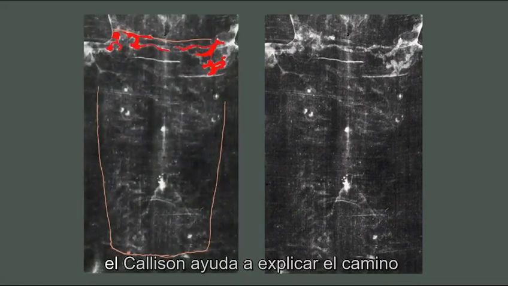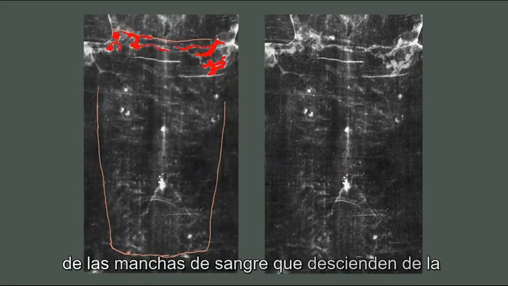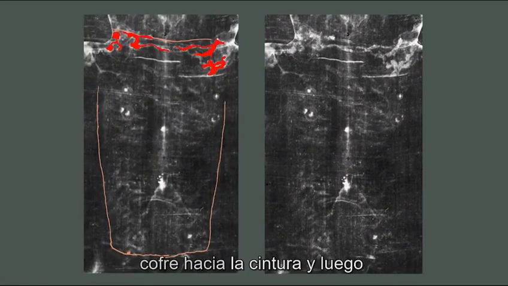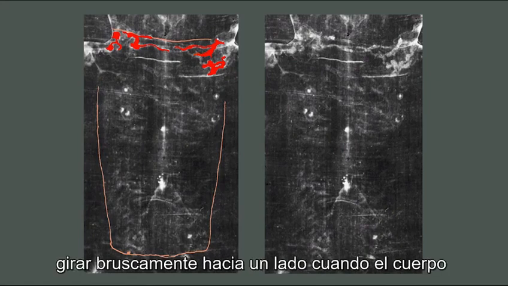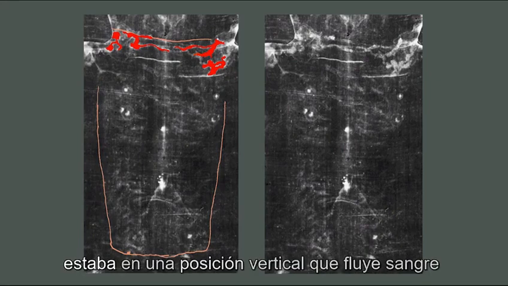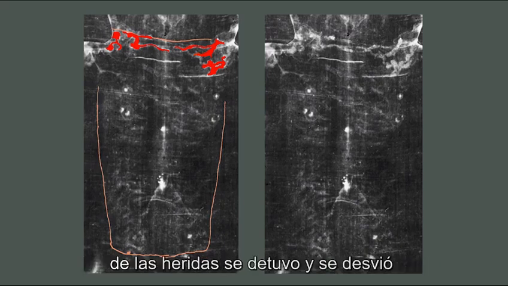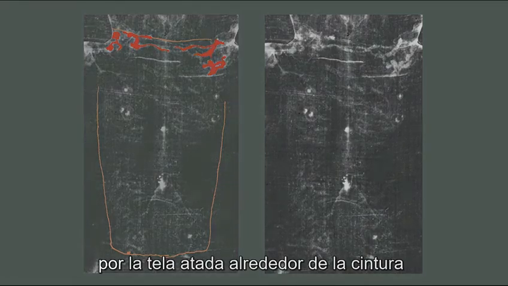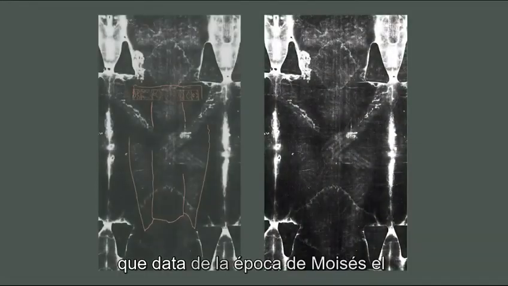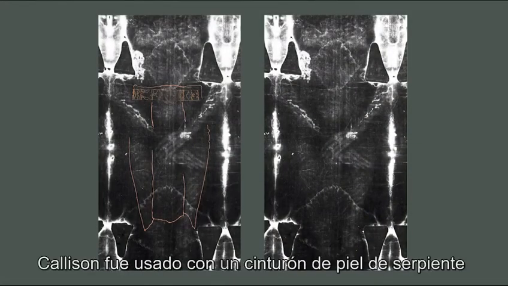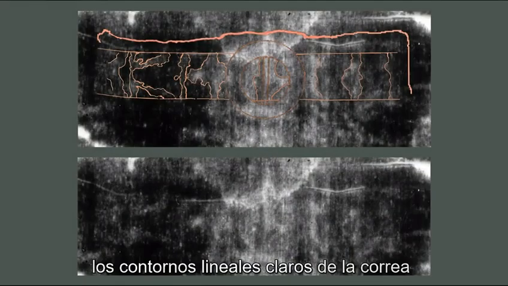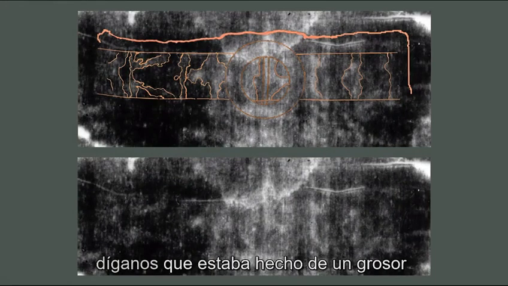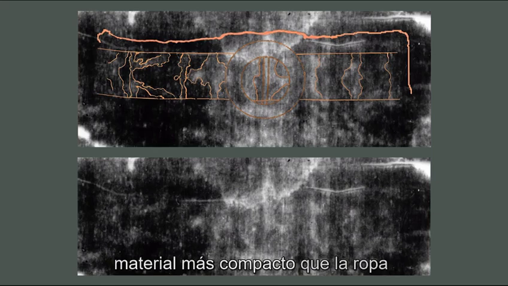The caleçon helps to explain the path of the bloodstains that descend from the chest towards the waist, and then abruptly veer to the side. When the body was in a vertical position, blood flowing from the wounds was halted and diverted by the cloth tied around the waist. Dating back to the time of Moses, the caleçon was worn with a snakeskin belt. The clear linear contours of the belt tell us that it was made of a thicker, more compact material than the clothing.